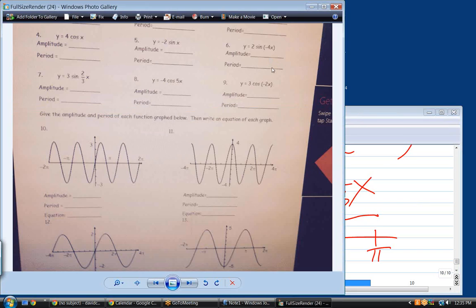All right, let's look at some of these curves. Let's look at number 10. What's the amplitude on 10? The easy part. That's 3. What's the period? 2 pi? Find a starting place and find where the next starting place is. Oh, okay. There's one starting spot. You can go peak to peak.